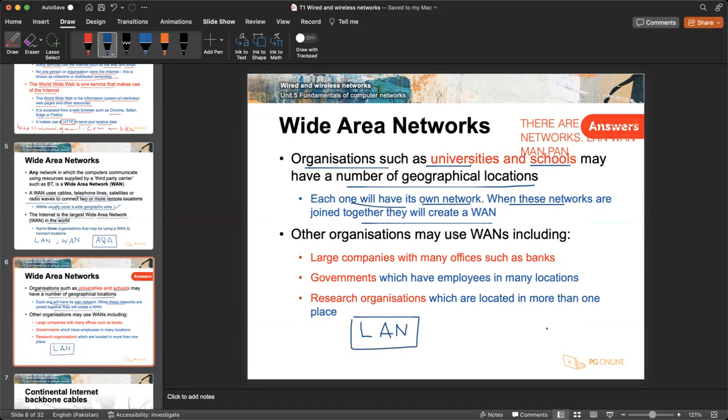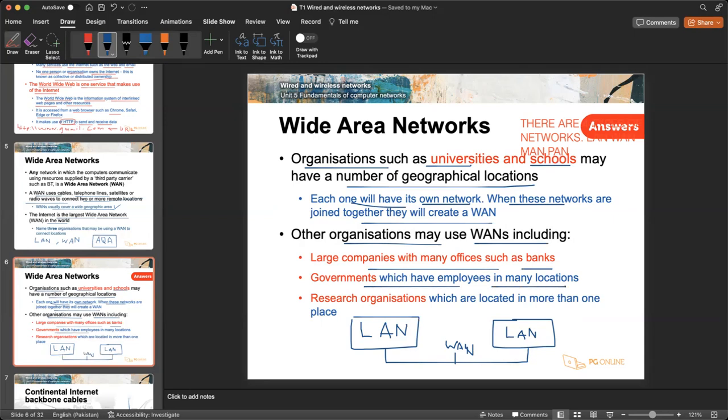Look, this is one local area network in your city or country. This is another local area network. These two local area networks are combined together to form one wide area network. So this is how the wide area network is going to be built. Other organizations may use this WAN, including large companies such as banks and governments, which have employees in many locations, and research organizations.